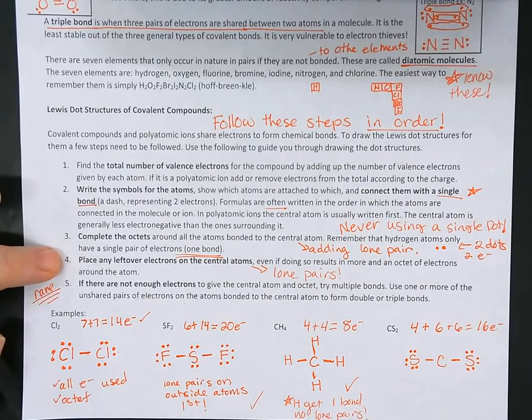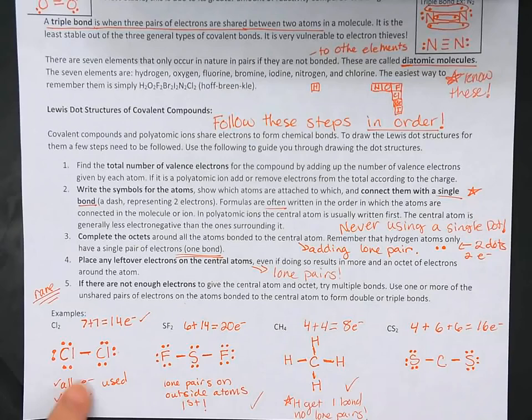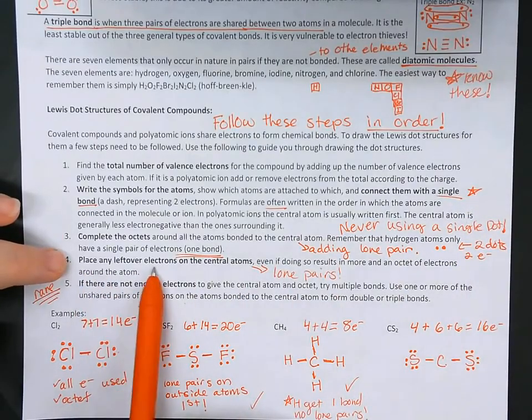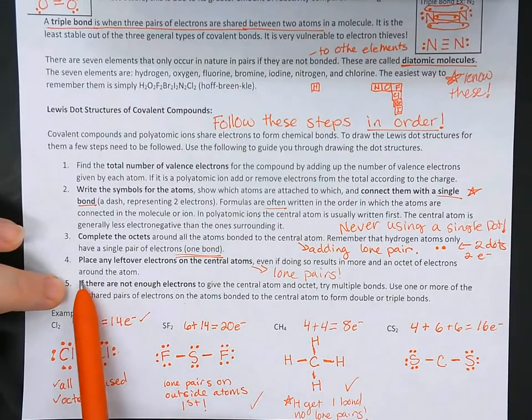Now what's wrong? What's wrong is that our carbon doesn't have its octet. So we've used all of our electrons, but we haven't gotten our octet. We haven't completed that other key step to finishing. So we don't have any leftover electrons, so we can skip step 4. Let's check out step 5.